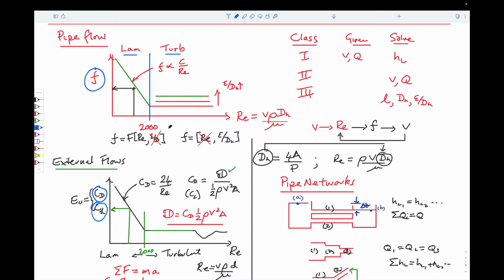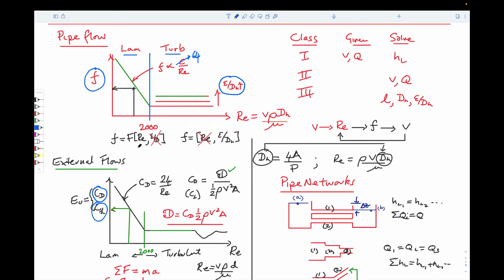And the behaviors are quite different in that in the laminar regime, the friction factor is a function of Reynolds number. Typically for a circular pipe, this value here is 64, as you know. But in the turbulent regime, the friction factor is not a function of Reynolds number. The curves are flat, but it is additionally a function of the relative roughness of the pipe, given as the absolute roughness divided by the hydraulic diameter. And that's what's represented here.